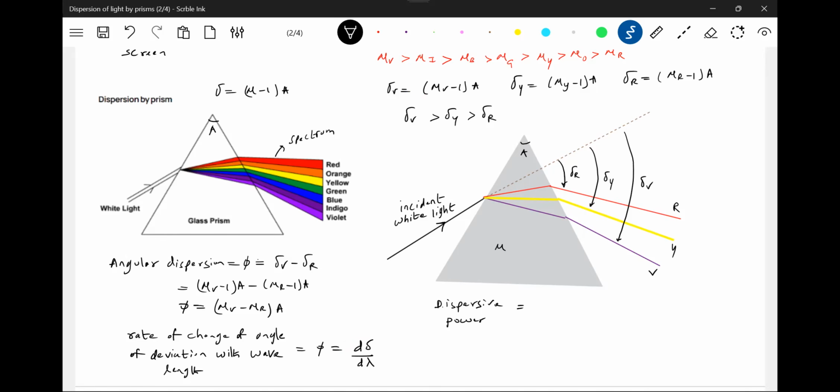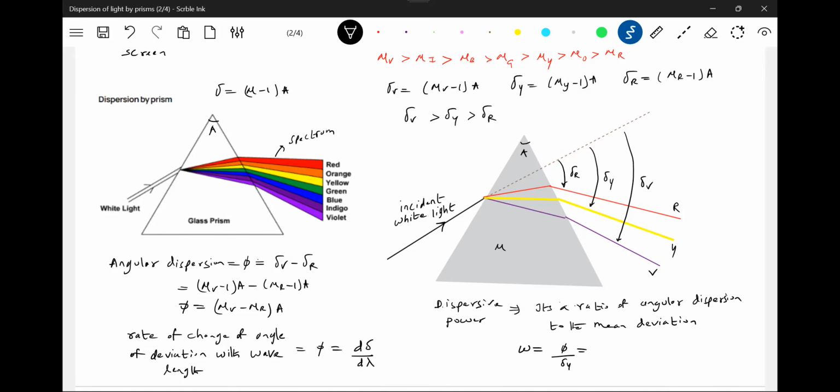This is defined as the ratio between angular dispersion to the mean deviation produced. First, we'll define this. It's a ratio of angular dispersion to the mean deviation. So dispersive power usually will take this: phi by mean deviation delta y.